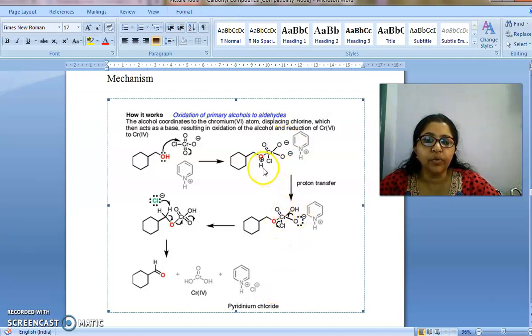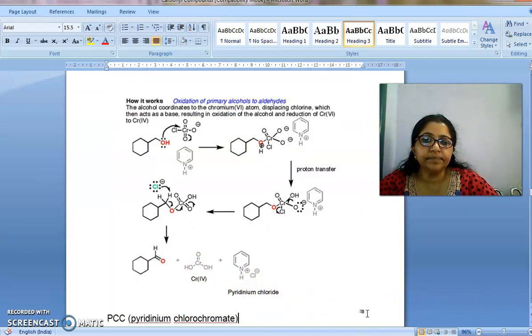The proton has been transferred to this, and the negative charge in the next step will come and form a pi bond, allowing the Cl to leave. This Cl will abstract one of the protons of the adjacent carbon, making a pi bond with oxygen, and this bond will break. So finally we will end up with an aldehyde.